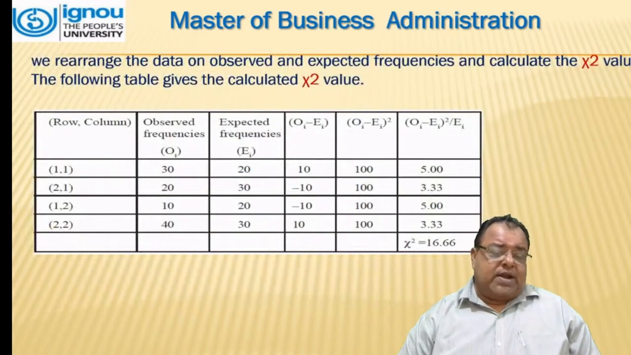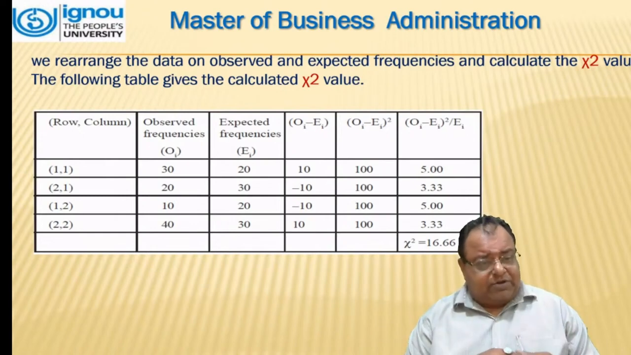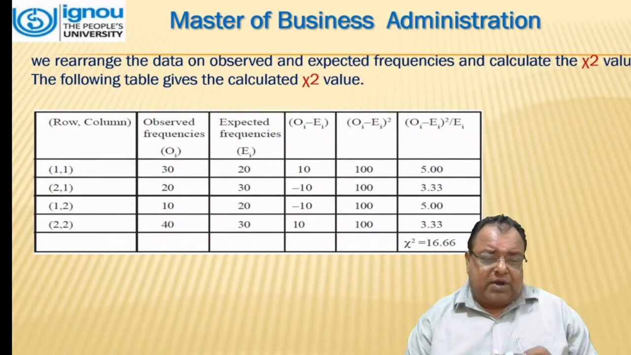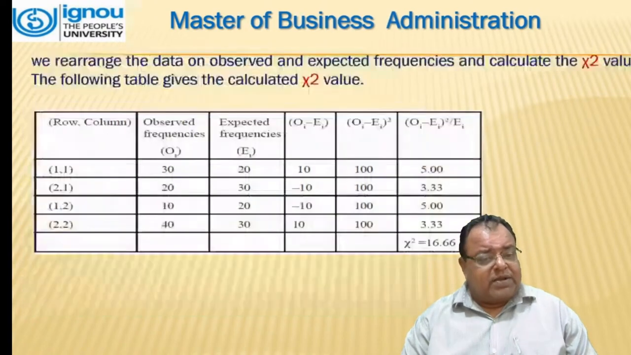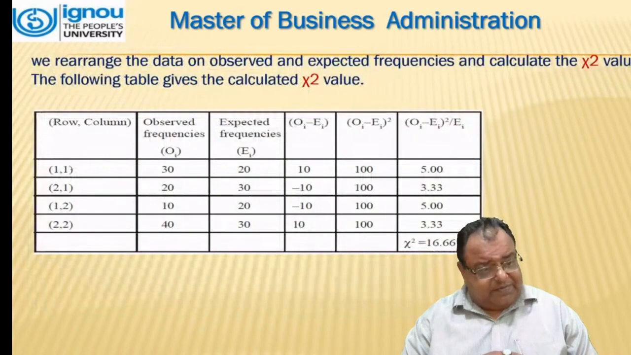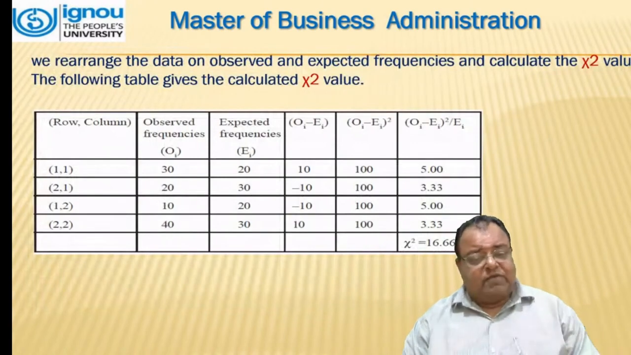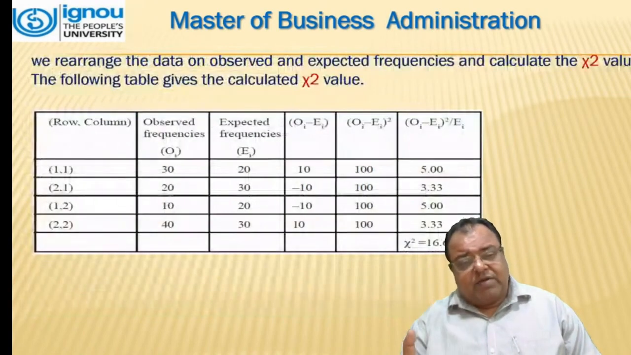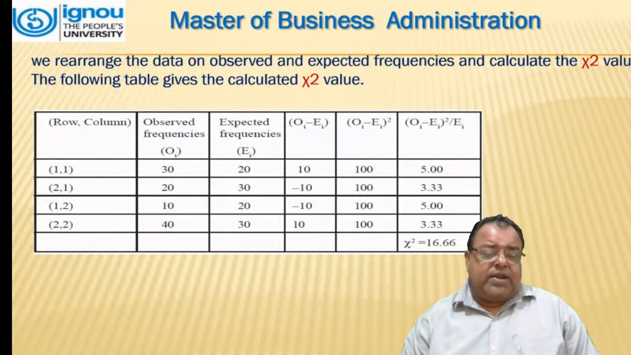We arrange the data of the observed and expected frequencies and we calculate chi-square. The following table is used. Here we are converting this data into this form. Your observed frequencies were 30, 20, 10, and 40, the respective four cell values. We have to calculate it. The expected frequencies that we have calculated are 20, 30, 20, 30.